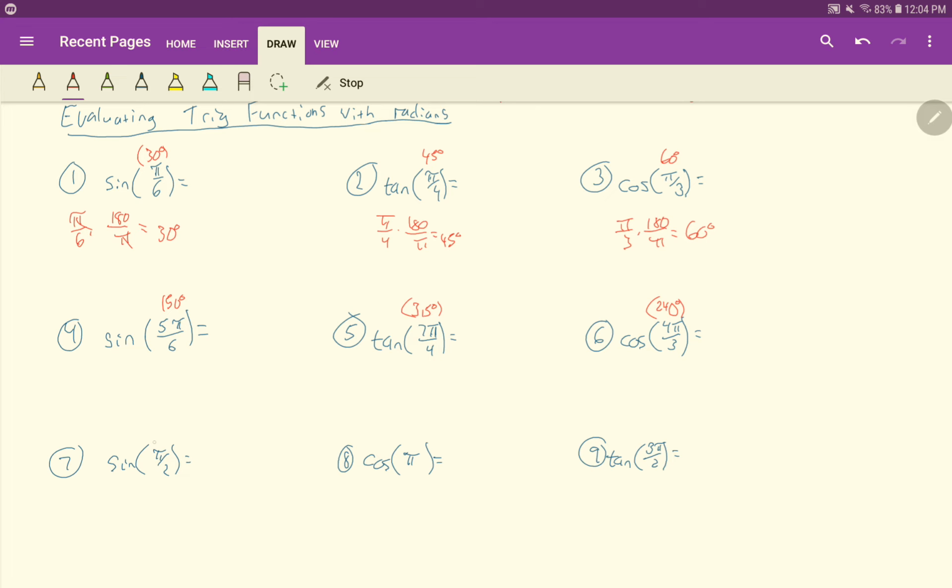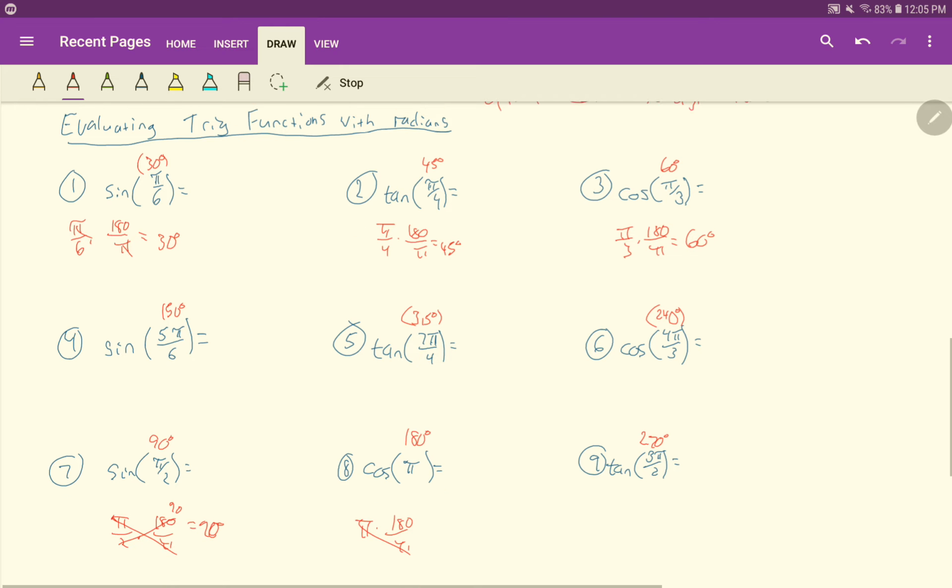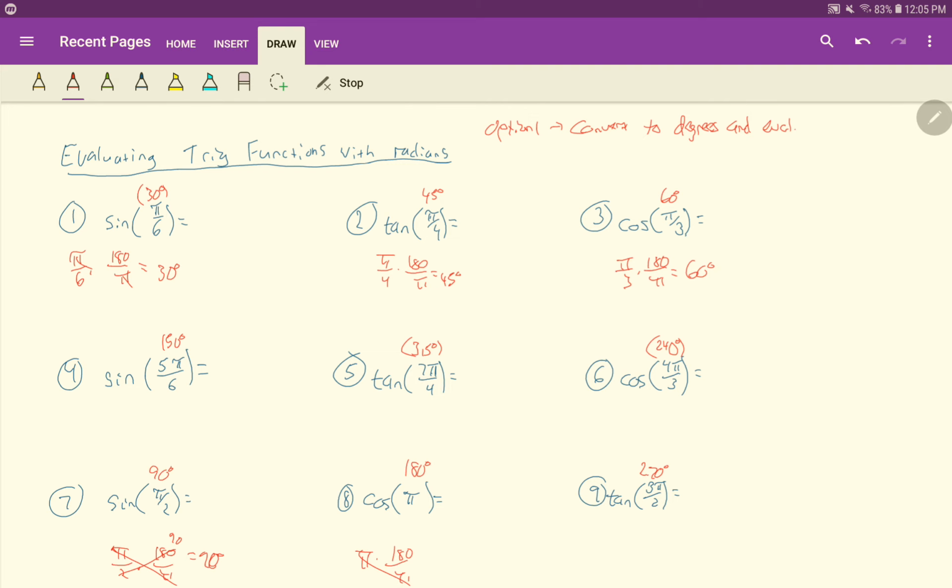Pi over 2, well, you have to maybe figure this one out, times 180 over pi. Okay, the pi's cancel, 2 and 180 simplify to 90, so it's 90 degrees. Okay, so it's just sine of 90 degrees. Cosine of pi, well, pi times 180 over pi, the pi's cancel, you're just left with 180 degrees. So again, evaluate from there, cosine of 180. And then 3 pi over 2, well, if 1 pi over 2 was 90 degrees, 3 of those pi over 2s is going to be 3 times 90, 270 degrees. Okay, and then you can evaluate from there. And again, just like we did yesterday.